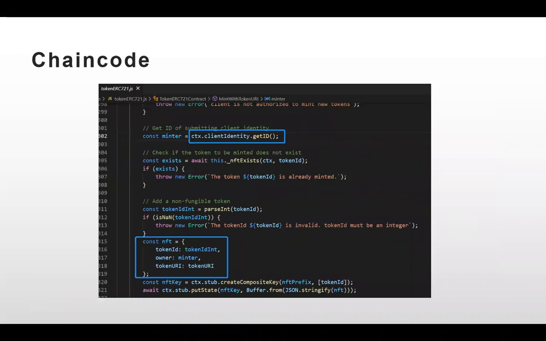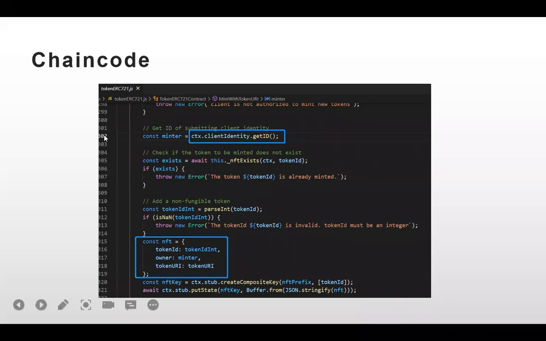And then we go into the chain code URC, because Fabric is a community chain code. It's different from Bitcoin or Ethereum. So the owner, we always know who is the owner, and we can get the owner client identity. So the minter we will use from the context in the chain code context.